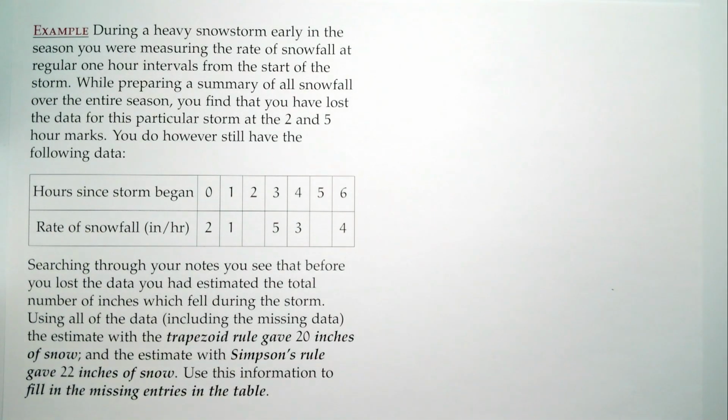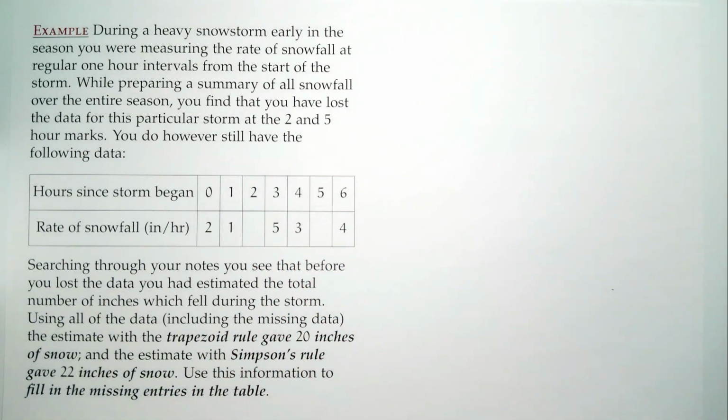Well, searching through our notes, we see that before we lost the data, we'd gotten an estimate for the amount of inches which fell during the storm. The way we got the estimate, we used all the data, and when we did the trapezoid rule, our estimate was 20 inches of snow. And when we did Simpson's rule, the answer was 22 inches of snow. And use this information to fill in the table.